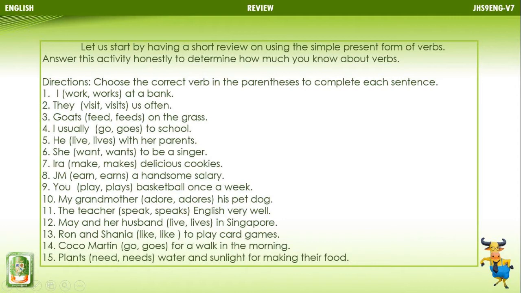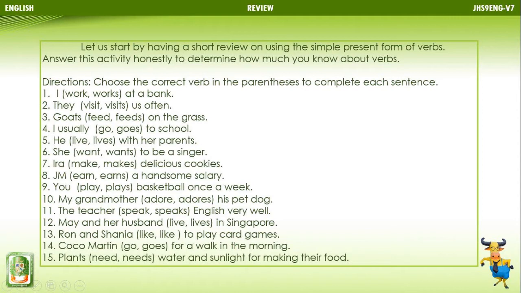4. I usually goes, to school. 5. He lives, with her parents. 6. She wants, to be a singer. 7. Ira makes, delicious cookies. 8. JM earns, a handsome salary. 9. You plays, basketball once a week.